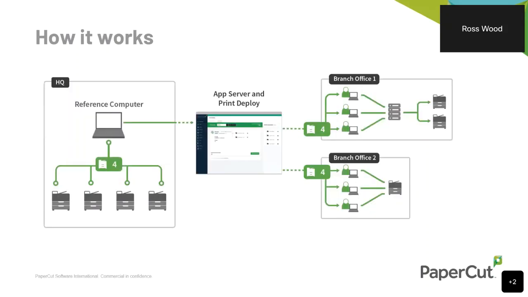Now, the reference computer itself, it has its different queues. Once those queues are cloned and brought into the PaperCut server, this is going to be where you're able to control creating the different zones.